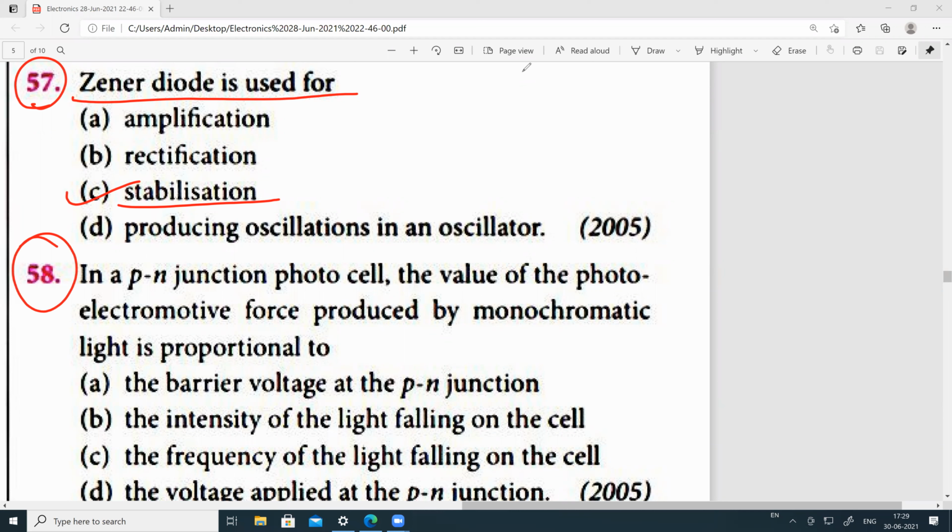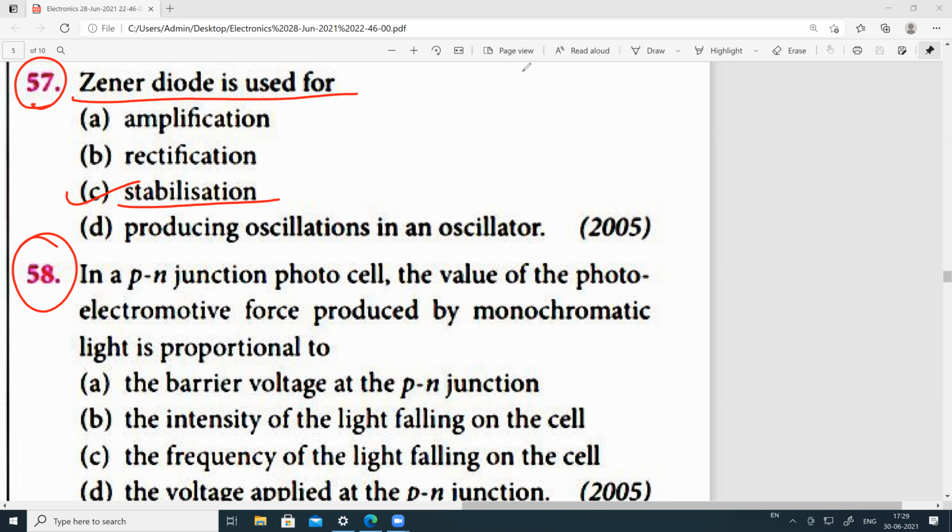58th one. In a PN junction photocell, the value of the photoelectromotive force produced by monochromatic light is proportional to: first option, the barrier voltage at the PN junction; second one, intensity of the light falling on the cell; third one, frequency of the light falling on the cell; fourth one, the voltage applied at the PN junction.